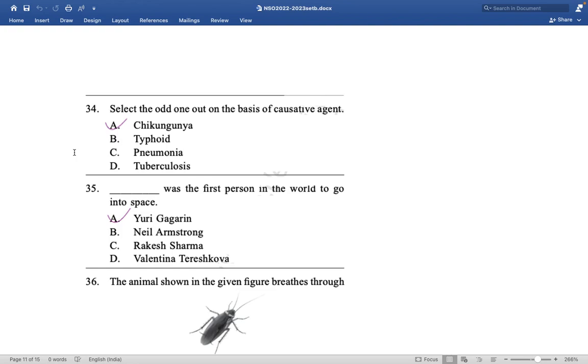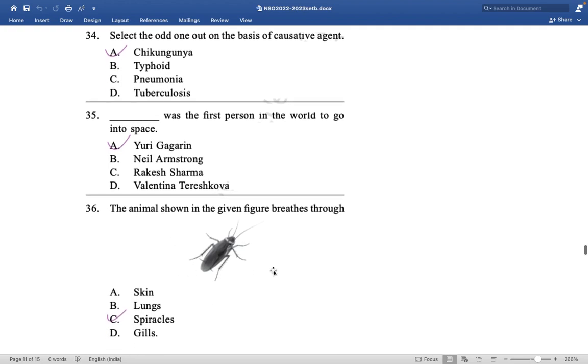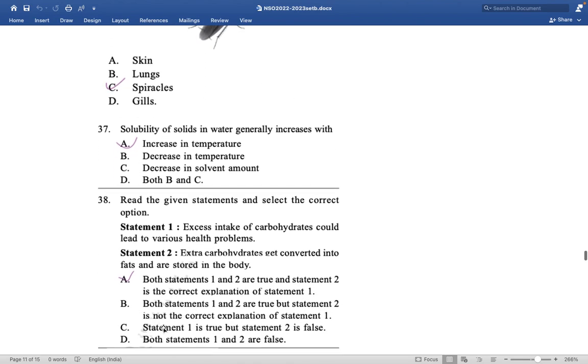Among the given diseases, chikungunya is caused by a virus, while typhoid, pneumonia and tuberculosis are caused by bacteria. In the next question, in April 1961, Yuri Gagarin of the Soviet Union became the first person to go into space. The animal shown in this figure is a cockroach. It is an insect and all insects breathe through spiracles.